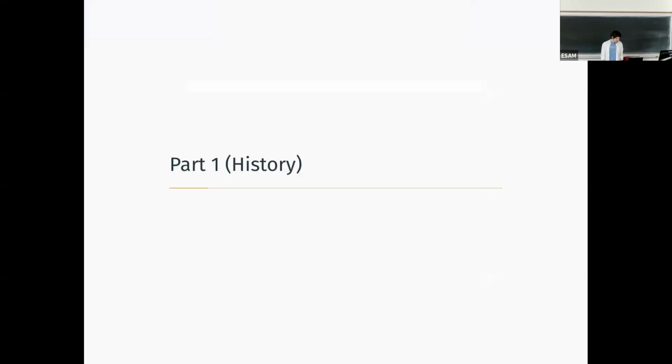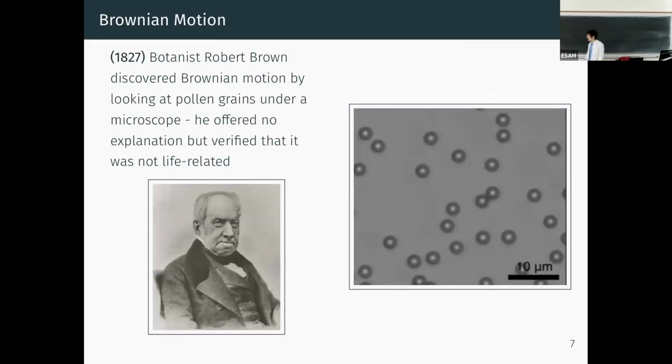Okay. So I'm going to start off with history. A very, very long time ago, in 1827, the first time anyone really noticed the notion of diffusion, it was Robert Brown, who was a botanist. He was looking at pollen grains under a microscope. It was dogwood pollen. I have no idea why I remember that, but it was dogwood pollen.